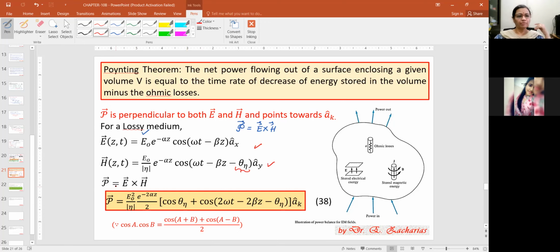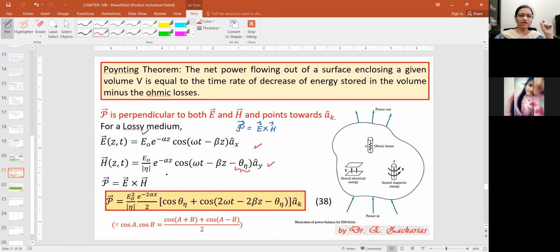Now let us get the P vector. P vector is E cross H. Now just multiply both of these. When you multiply both, what will you get? You get E naught square by modulus eta, then e to the power of minus 2 alpha z. Up to this is fine.